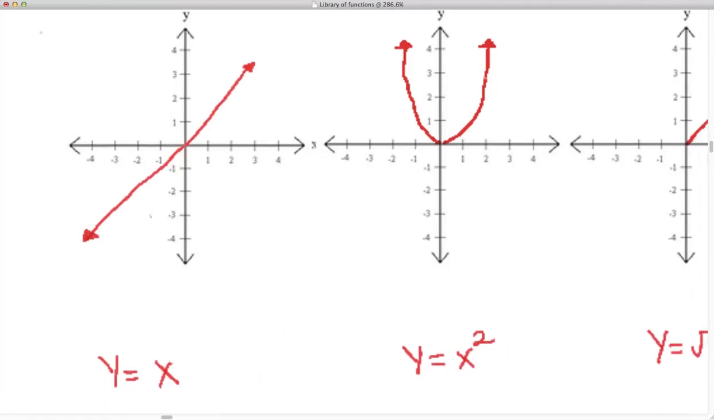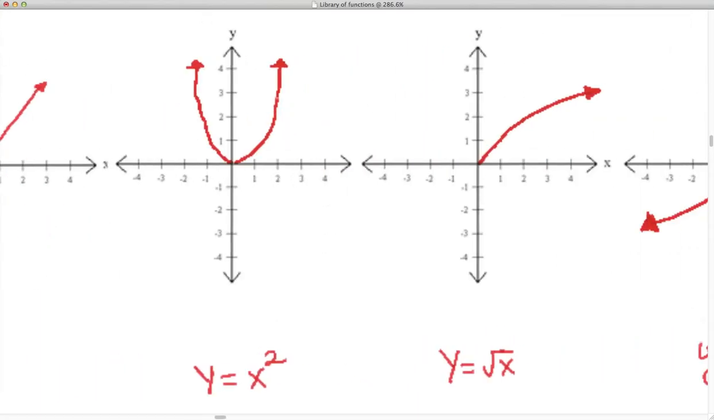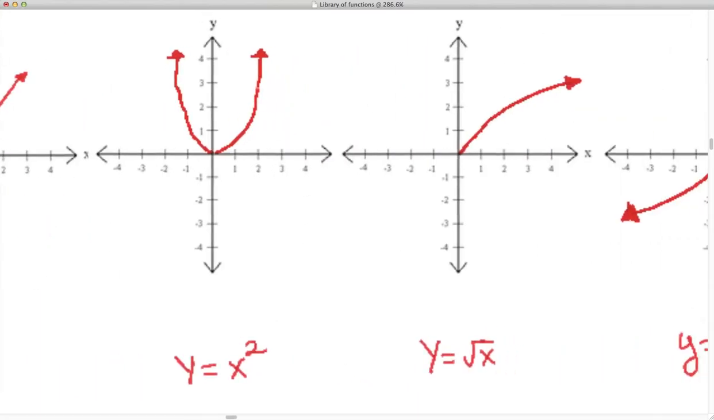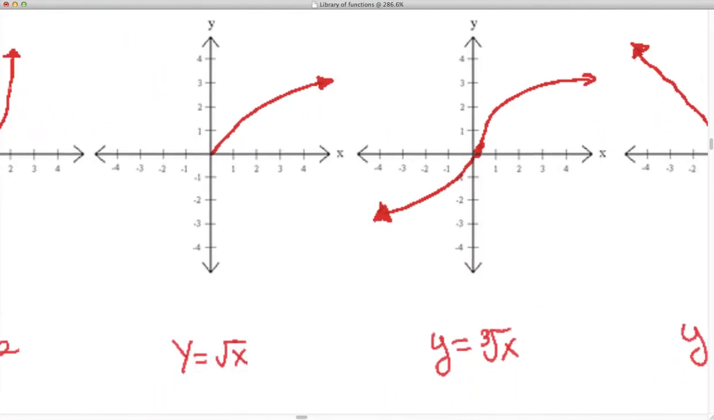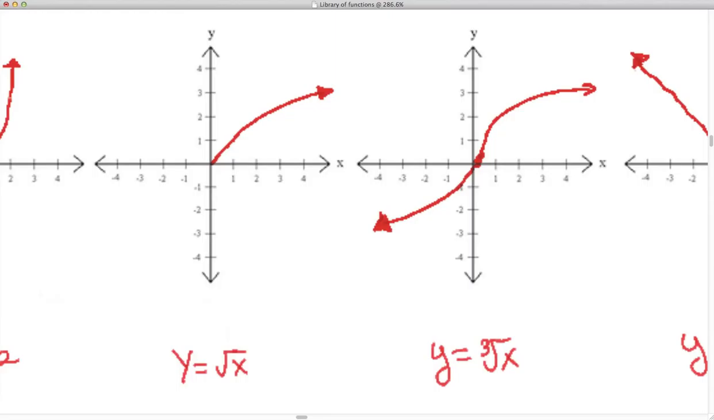Y equals x is a straight line. I promise you that's a straight line. That's about 45 degrees from the x-axis or y-axis. Y equals x squared, you probably should be familiar with that one. Then we have y equals the square root of x, cube root of x. Just basic shapes is what we're looking for.